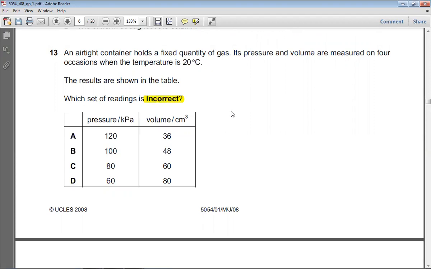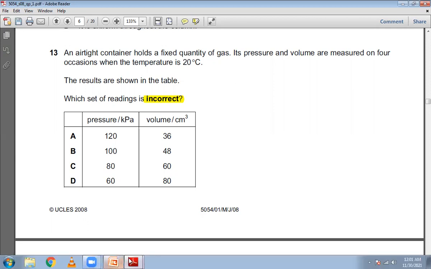You see the temperature is constant here, 20 degrees centigrade. So we are talking about a gas. If the temperature is constant, the product of the pressure and the volume will remain constant. So P1 V1 equals P2 V2 equals P3 V3 equals P4 V4. If the product of the pressure and volume remains constant, that will be the correct value. If anywhere you find that the product of the pressure and the volume is different, then that will be the incorrect value.